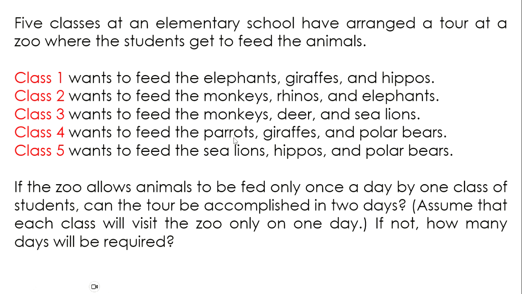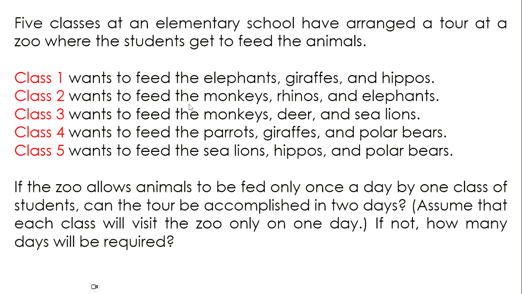Class number 4 will be connected to class number 5 for the polar bears, and then class number 1 for giraffes. Okay, then for the last one, class number 5 will be connected to class number 1, of course, for the hippos. Class number 3 for the sea lions, then class number 4 for the polar bears. Okay, so if they're connected already, you don't need to repeat the edge.